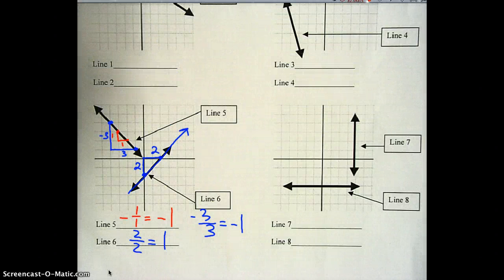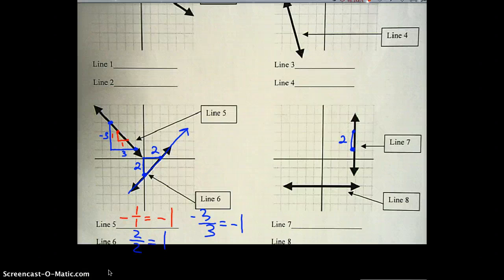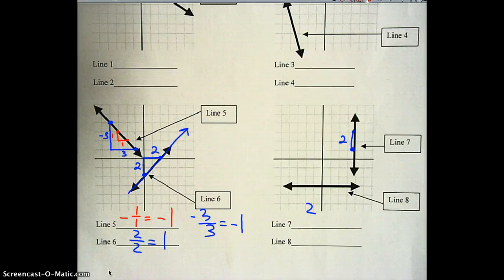Line 7 and line 8 are complicated ones, okay? But the process remains the same. I pick 2 points. I calculate the rise and the run. Let's see, the rise is 2, but there is no run. We don't go to the left or right at all. So my slope is 2 over 0. If you remember in class yesterday, we talked about how this means the slope is undefined and it is not legal to divide by 0.